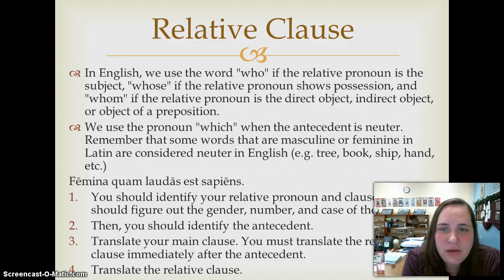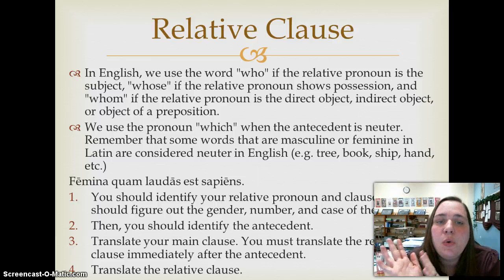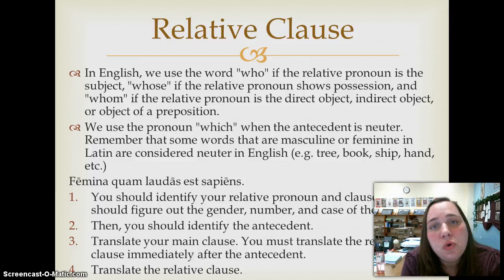In English, we use the word who if the relative pronoun is the subject, and whom if it's the object: direct object, indirect object, object of a preposition, any of that, it's whom. We use whose to show possession. So if you guys have ever been confused about the difference between who and whom, it's fairly easy.